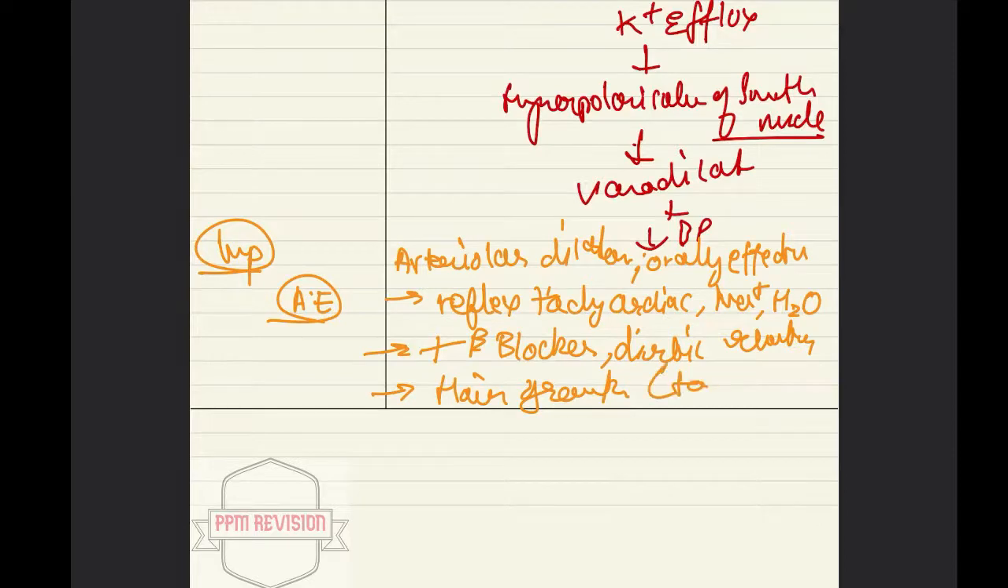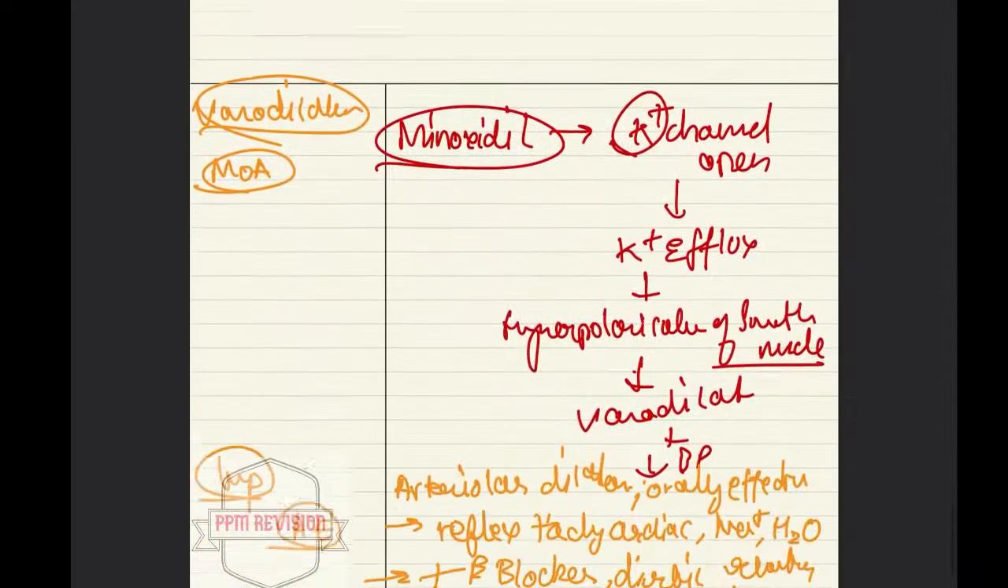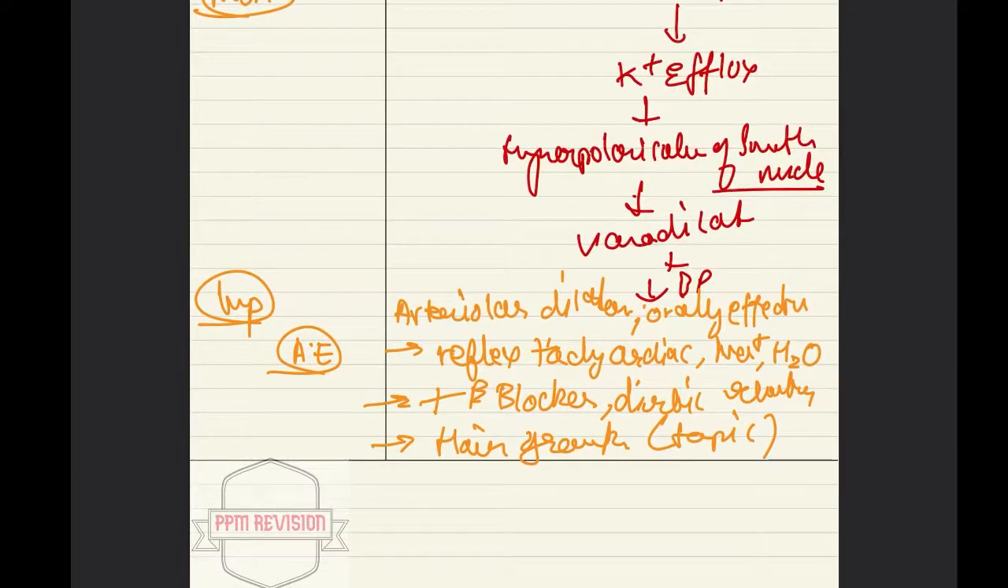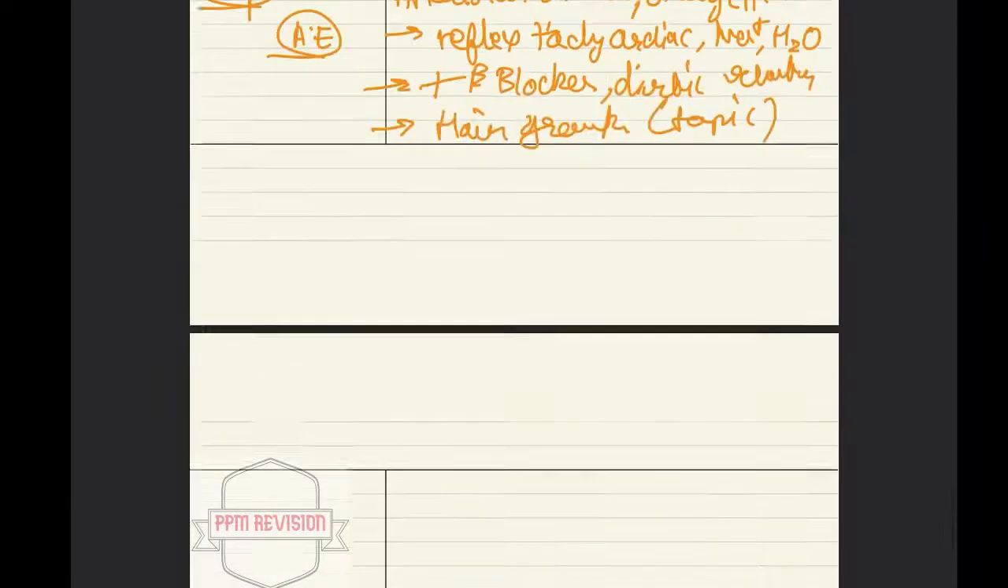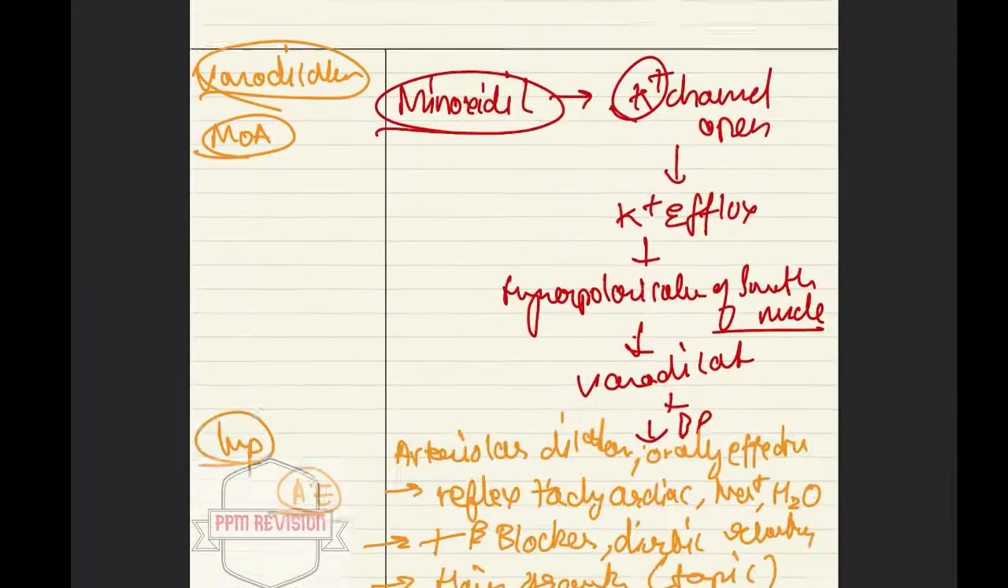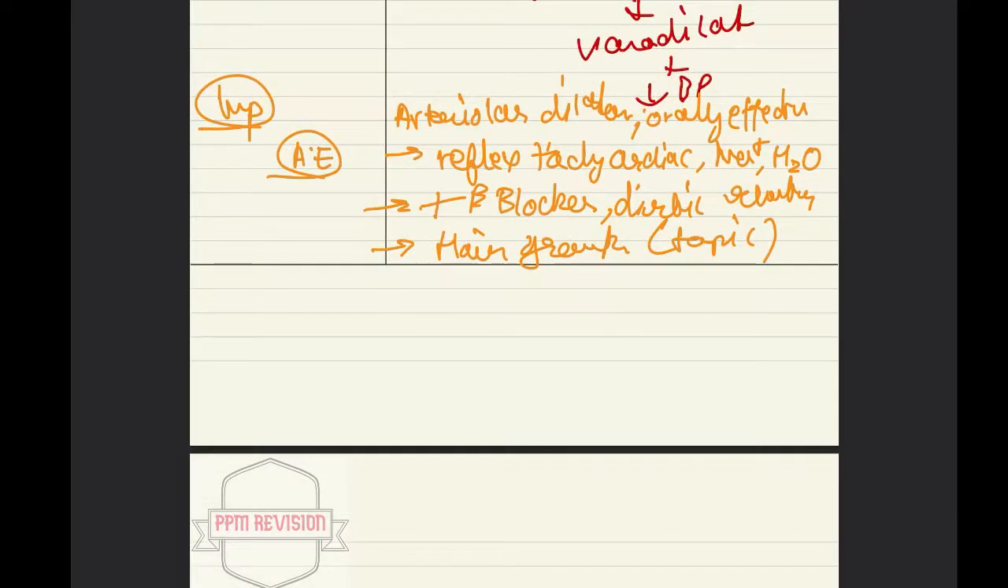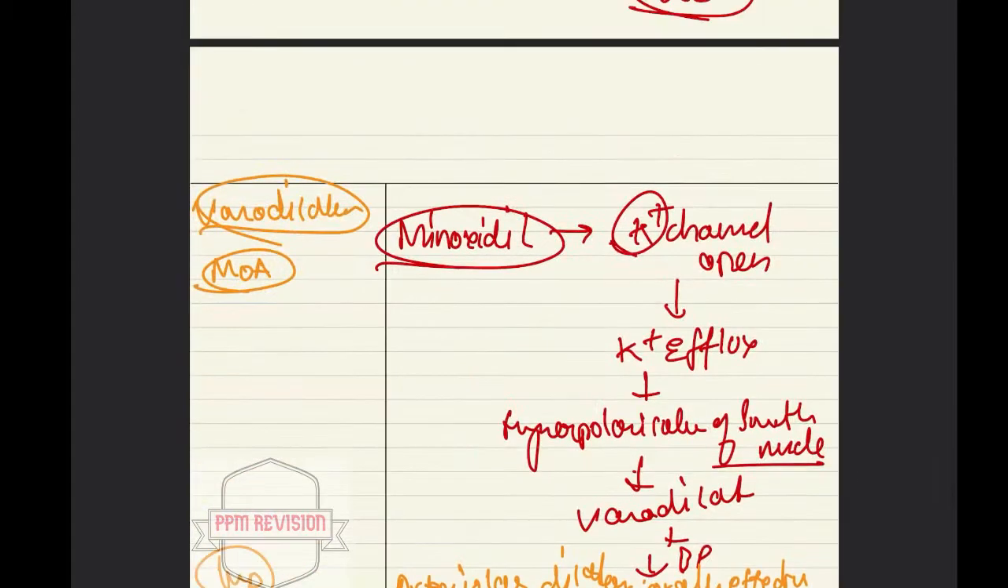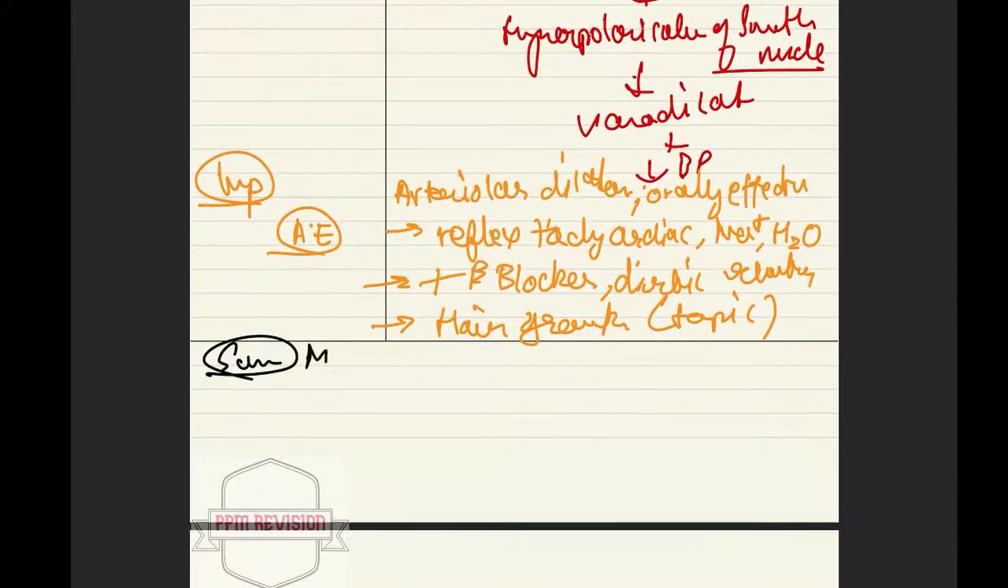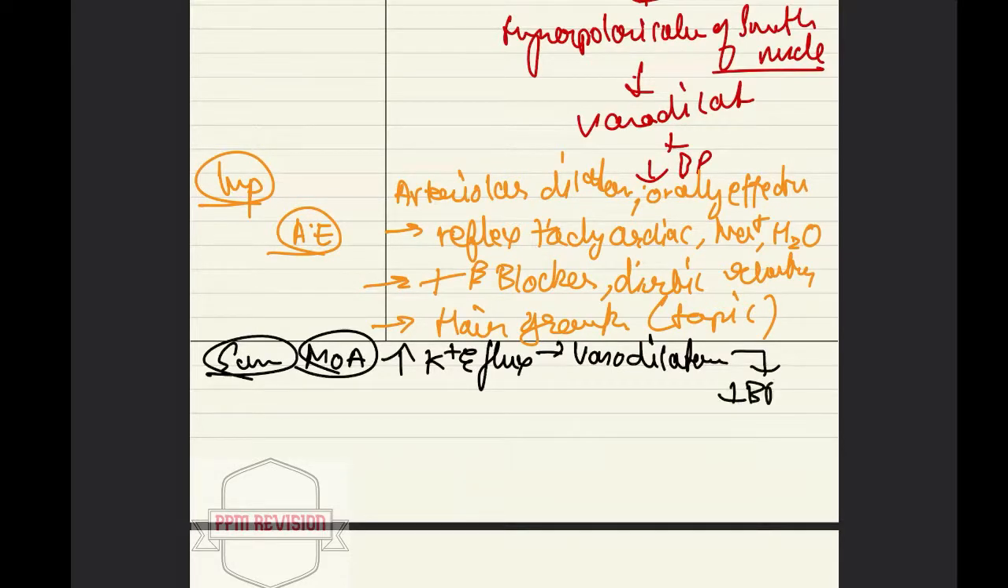This is topical use. So now we have learnt about some vasodilators, examples being minoxidil and diazoxide. To know more, you can see the previous classification. Now we'll quickly summarize what we have just learned. We looked at the MOA, mechanism of action. Here there's increase in potassium efflux, because of that there is hyperpolarization and this results in vasodilation, and because of the vasodilation, there is decreased BP as well.